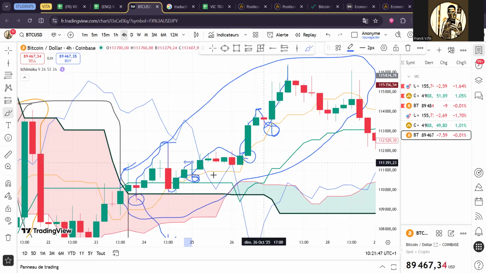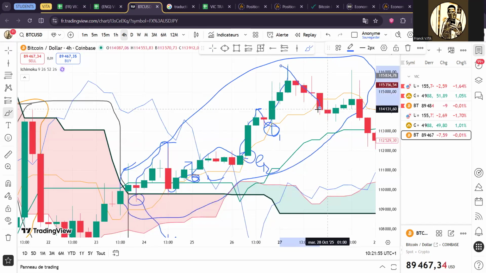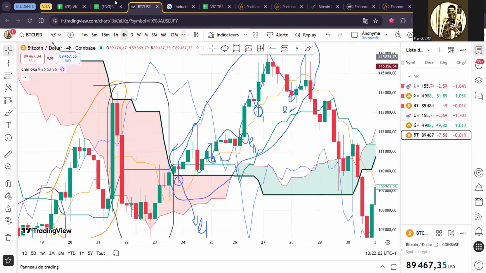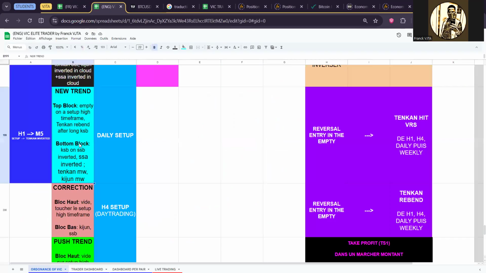Those are entry number twos. And then it comes again and touches here, entry, right? Then it goes up again and touches. Okay. So in this example, we have the Tenkan MW as the bottom.